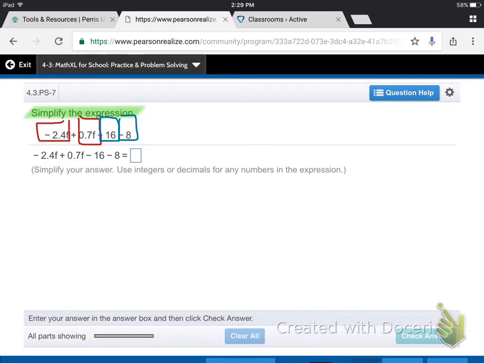We're going to take negative 2.4 and 0.7, and we're going to subtract them, right, because they're different signs. So 14 minus 7 is 7. We had to borrow from the 2, and now that's a 1. A 1 minus 0 is 1. So negative 1.7. And then we're going to take negative 16 and negative 8.